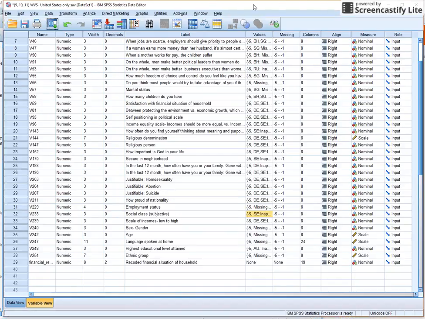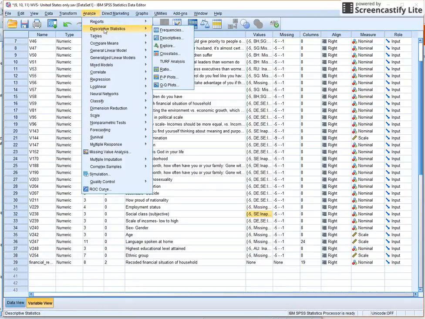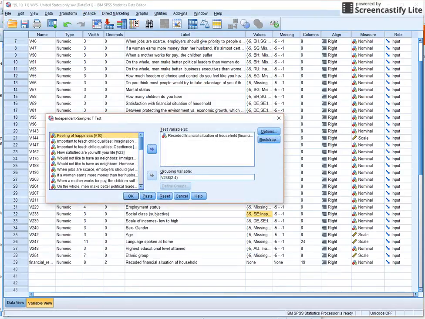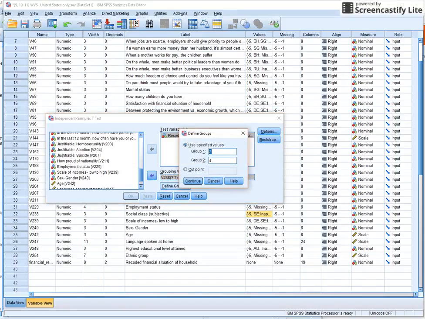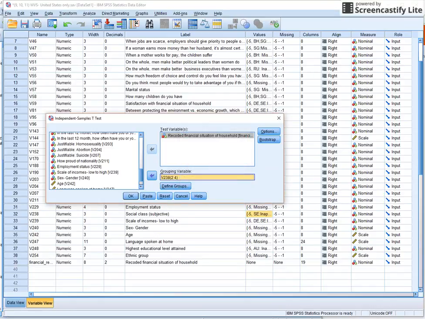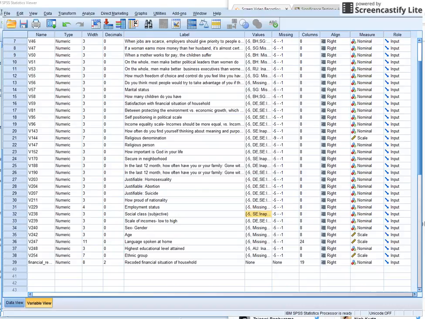All right. I'm going to go up to Analyze, Compare Means, Independent Samples t-test. This is already my recoded financial situation of household, so that is convenient. It's already still there from the last time. And then here's social class. I'm going to push that over and define the groups. Oh, look, it's already there. I'm going to compare upper middle class, that was a 2, to working class, that was a 4. I'm going to hit continue, click OK, and here is what I get.